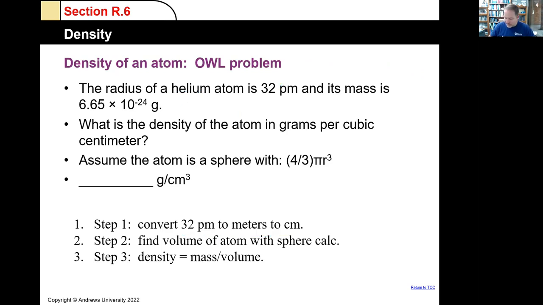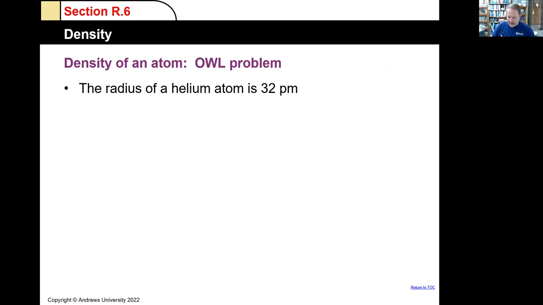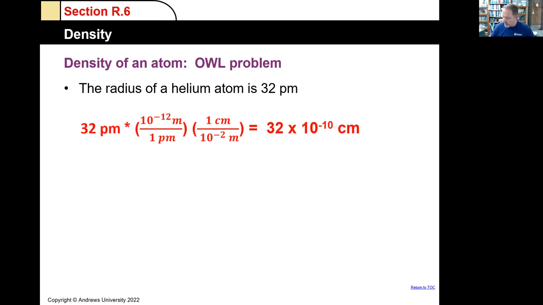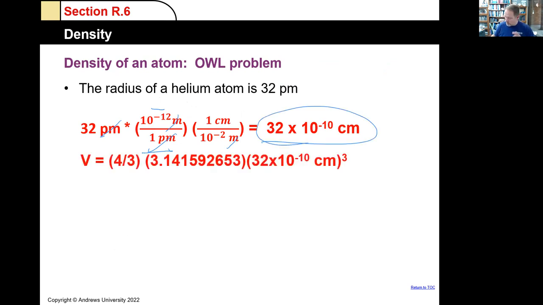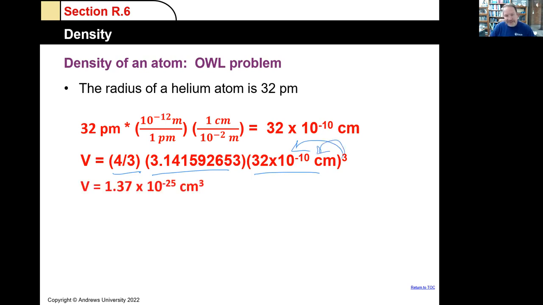Okay, so I got this on the next slide here. In order to turn it to centimeters, I turn the picometers into meters, and then meters into centimeters, because there's 100 centimeters, or 10 to the minus 2 meters, in 1 centimeter, and this allowed me to get to centimeters. Now, when I stick that in the volume of a sphere calculation, 4/3 pi r cubed, I'm not only cubing this number, I'm cubing the units. And so that will give me the volume in cubic centimeters.